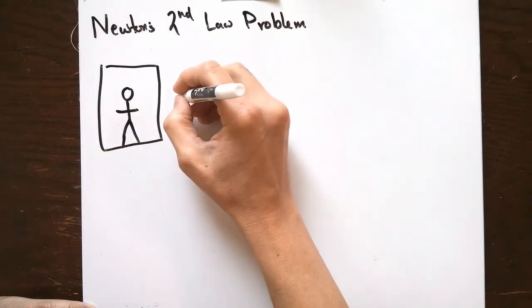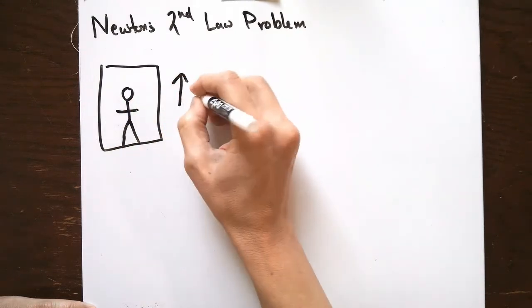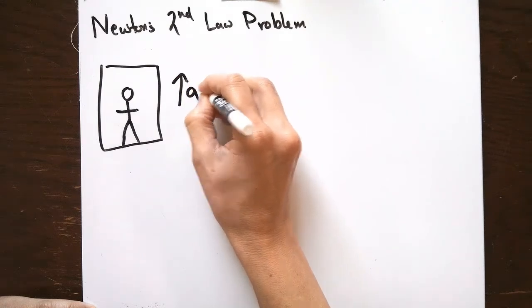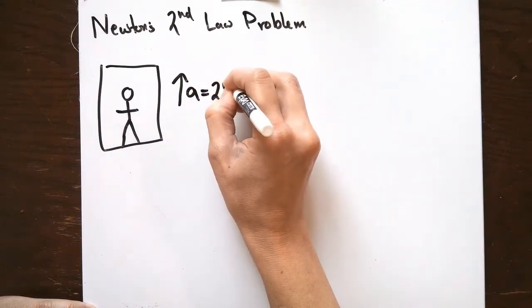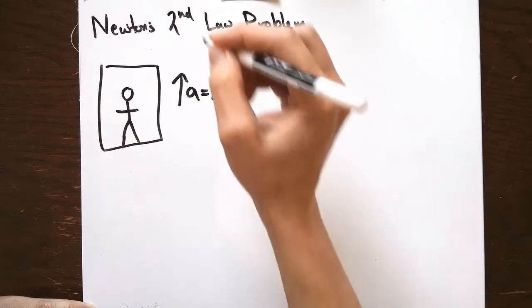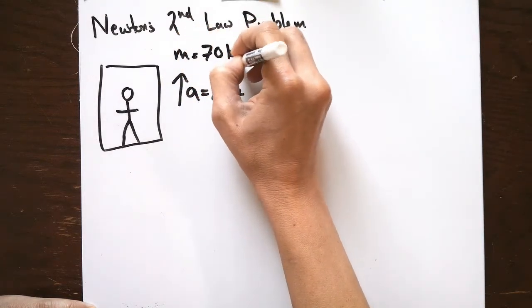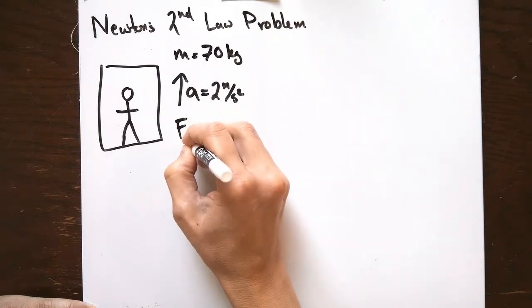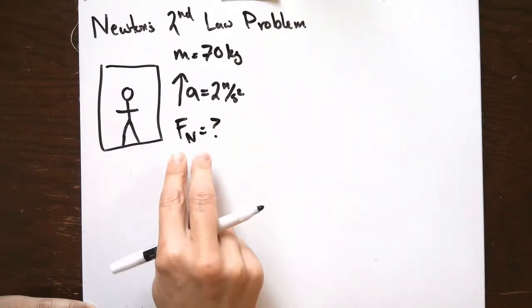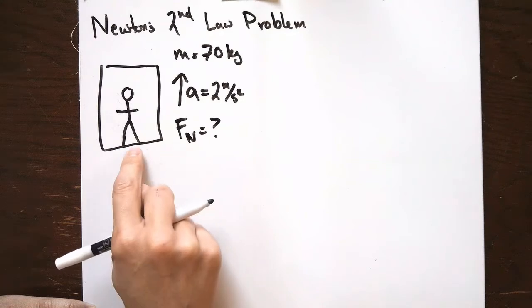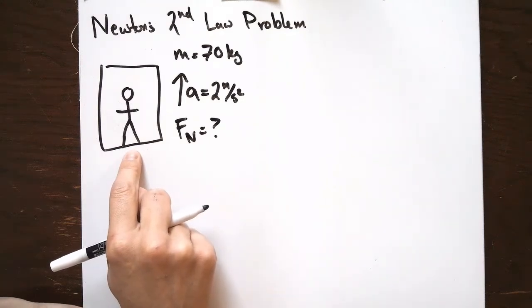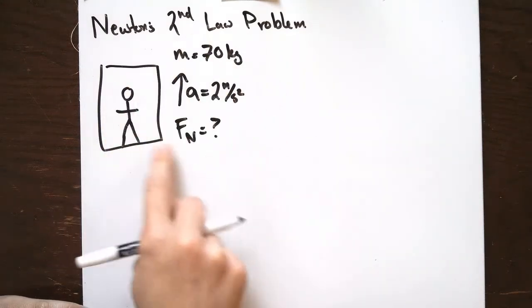He steps in, presses the button, and that makes the elevator start moving upwards with a constant acceleration of 2 meters per second squared. And Blaine's mass, let's say, is 70 kilograms, and we want to know what's the normal force on Blaine from the elevator. Okay, so that's our problem.